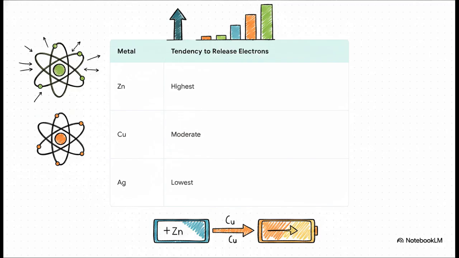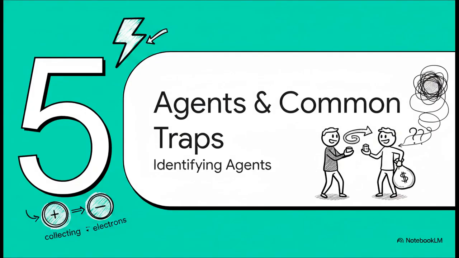And let me tell you, this natural competition for electrons is the foundational principle behind how we design every battery you've ever used. Section 5, Agents and Common Student Traps. Identifying oxidizing and reducing agents.